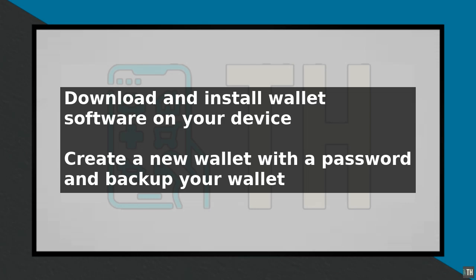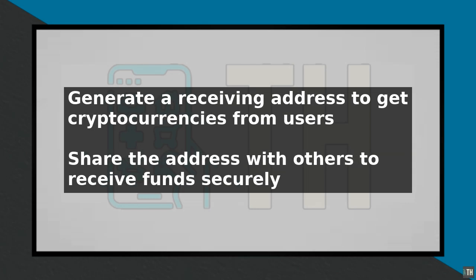First, download and install the wallet software on your device. Once installed, create a new wallet by following the prompts. You will be asked to create a password and backup your wallet. It is essential to back up your wallet to prevent loss of funds in case your device is lost or damaged. Next, you will need to generate a receiving address.